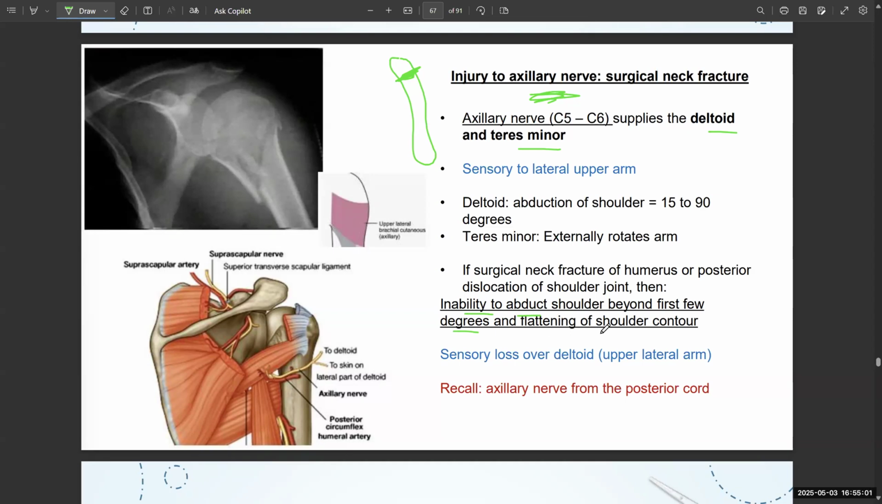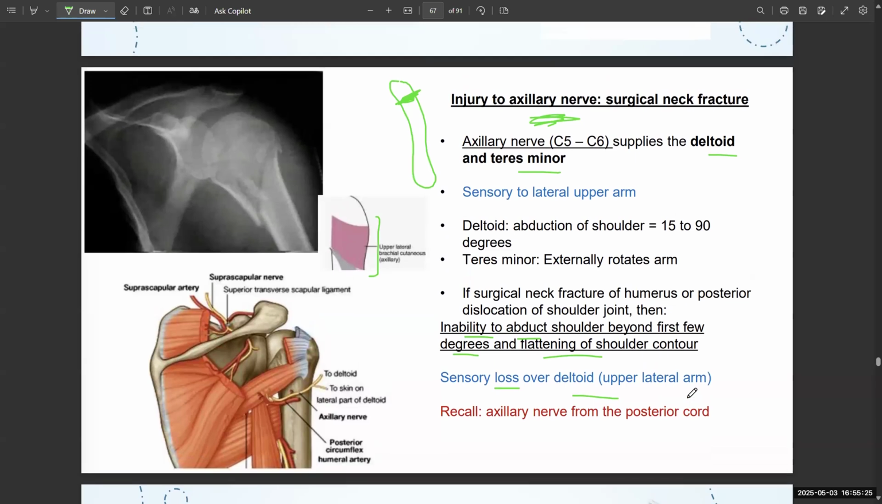And also you have flattening of the shoulder contour. So basically your shoulder looks sort of flatter because the deltoid atrophies. Sensory loss over the deltoid and upper lateral arm. If you recall, the axillary nerve also supplied sensory to the lateral upper arm, this area. That is why you have sensory loss over the deltoid. Recall, the axillary nerve is from the posterior cord. So I hope that this part is clear. If not, please watch it again because this is very important.